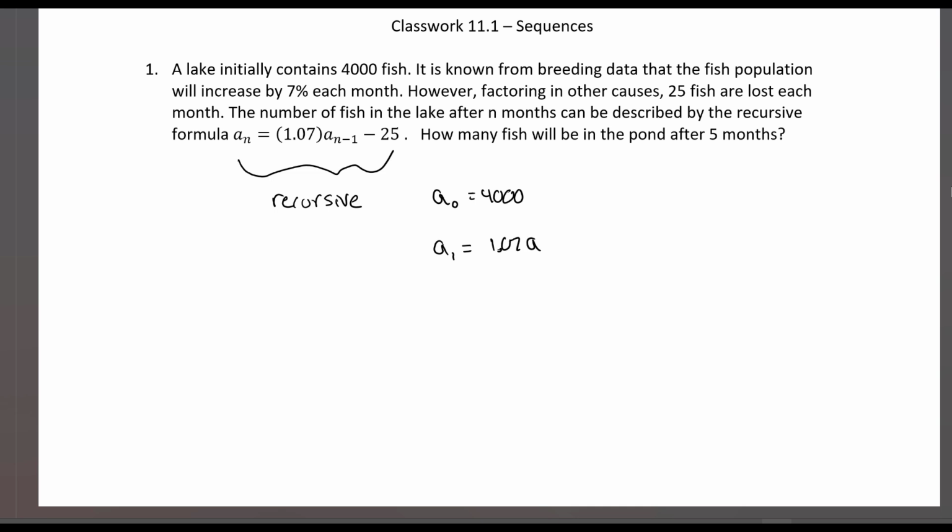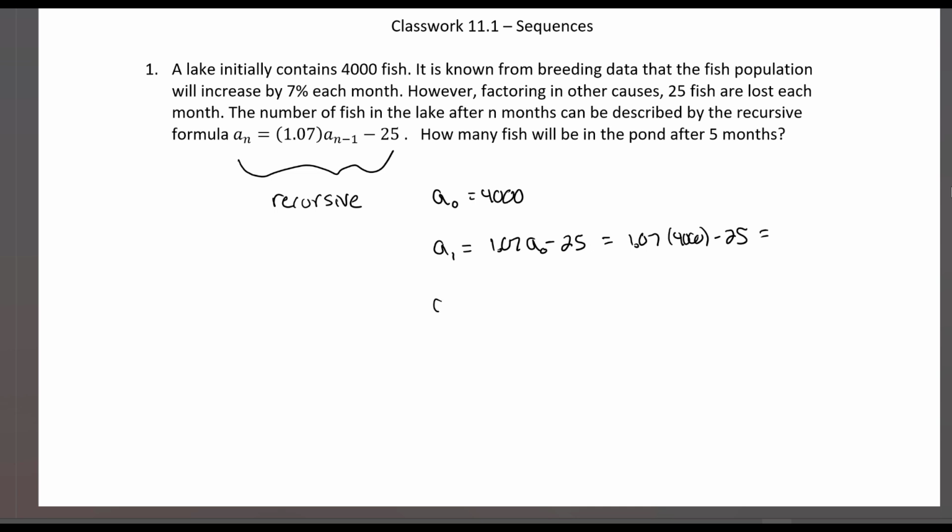We're going to multiply it by the amount of fish initially and subtract 25. So we would end up needing a calculator here, obviously, to do that. So we'd have 1.07 times the 4,000 and then subtract 25. Whatever that number turns out to be would be how many fish are in the first month.